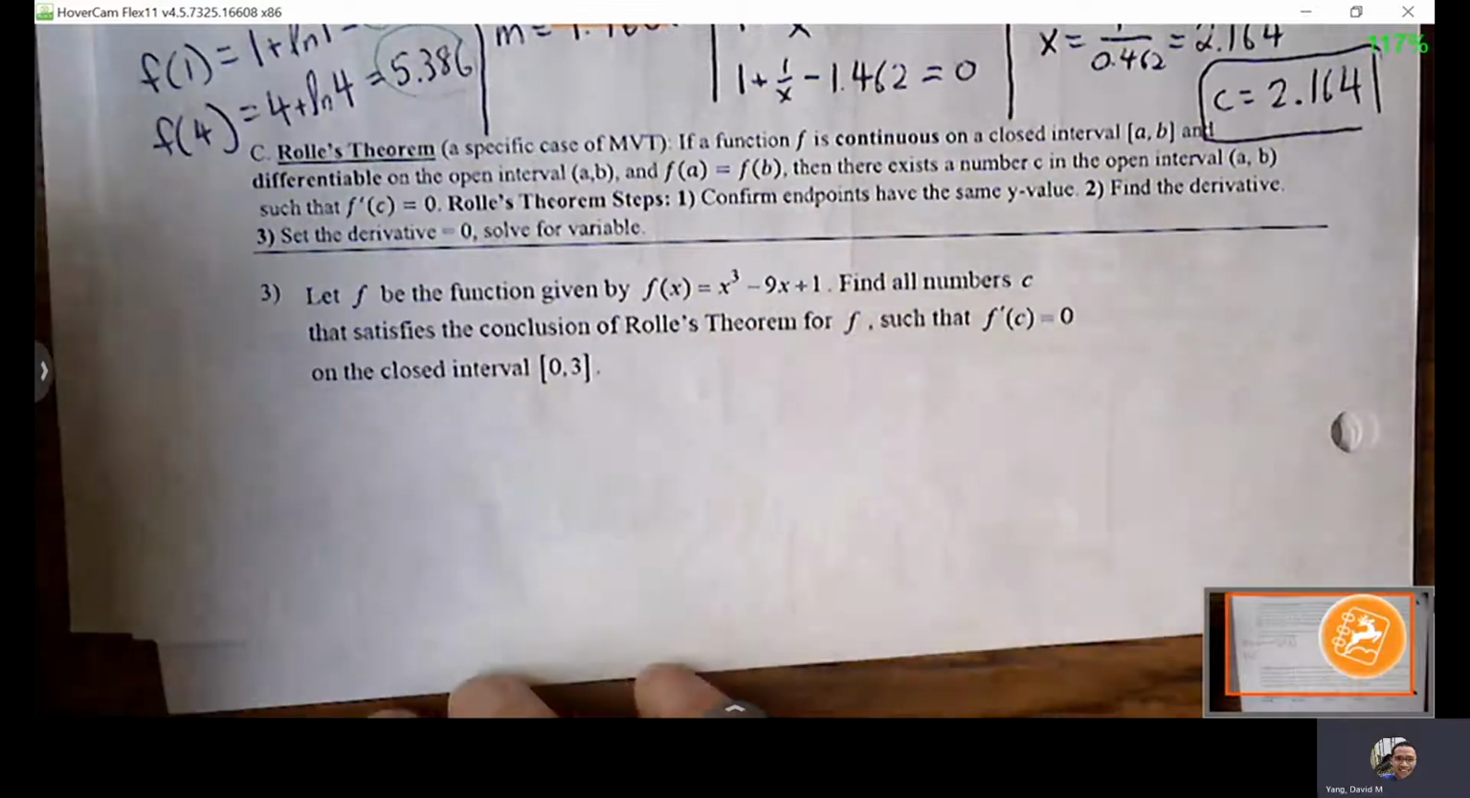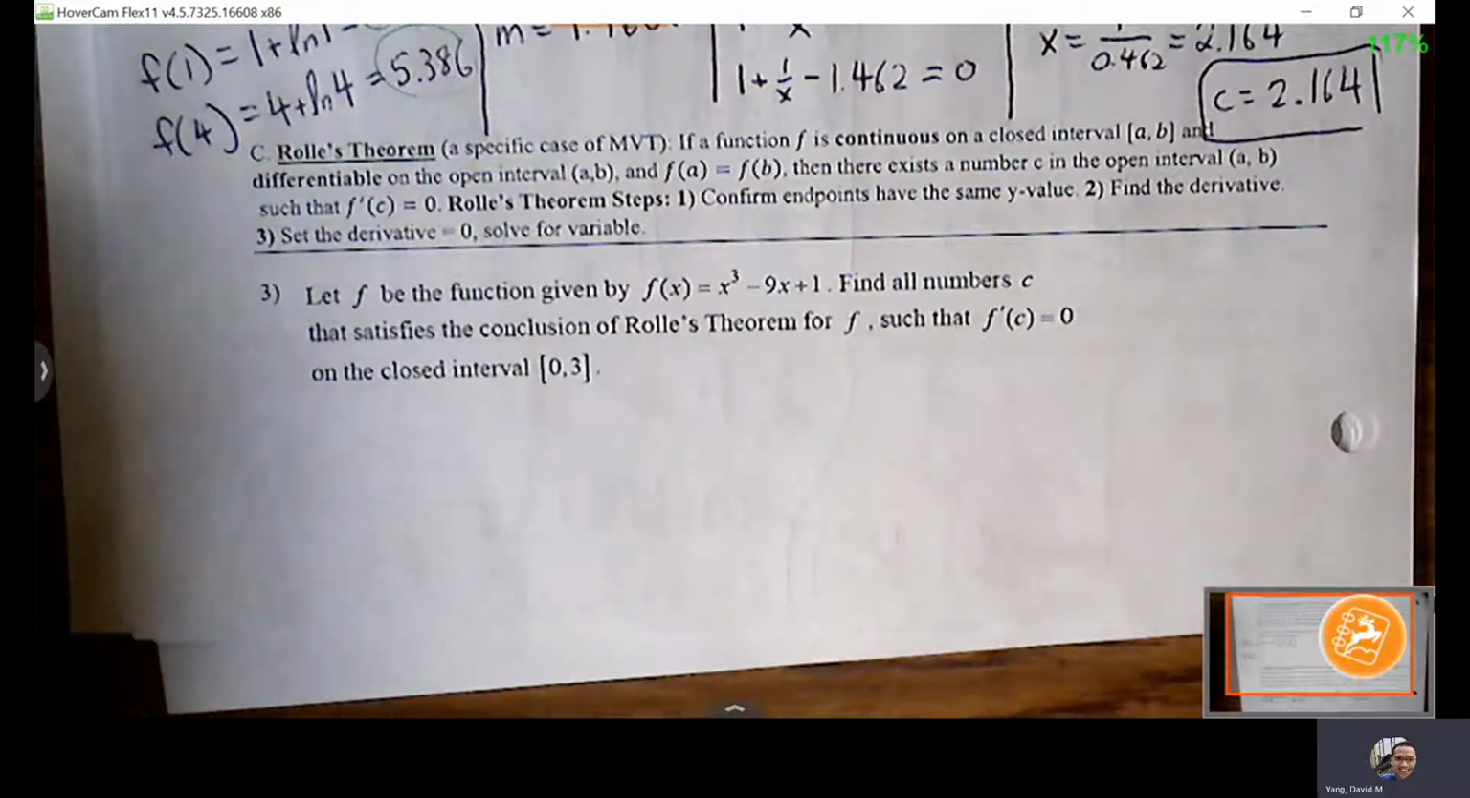Polynomial, so you know that your first 2 conditions are good to go. I'll go ahead and write those to the side here. Our function is continuous on the closed bracket, differentiable on the open.